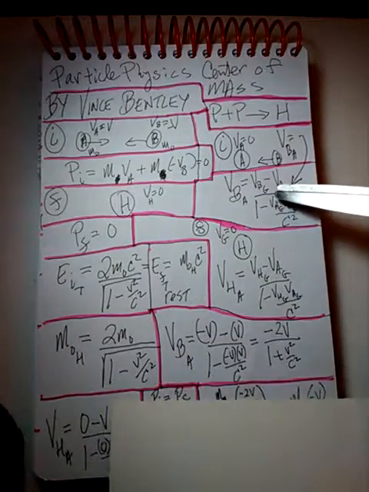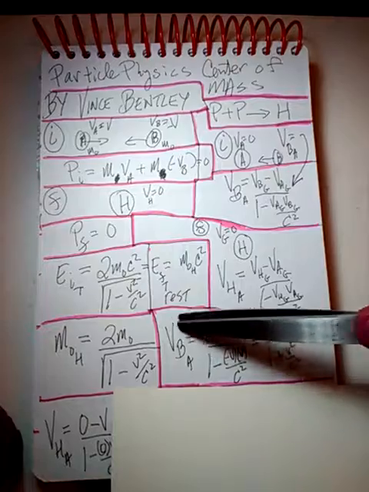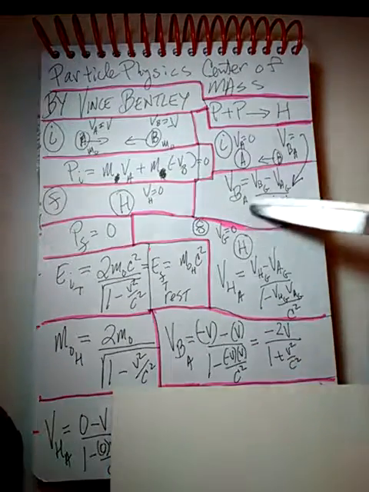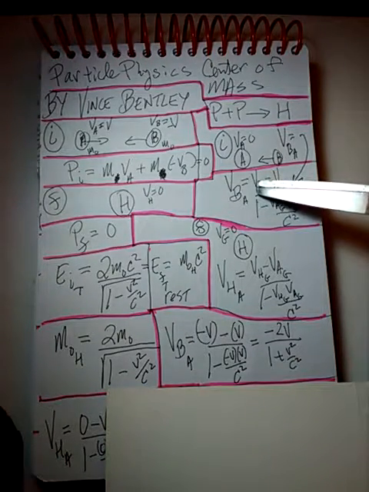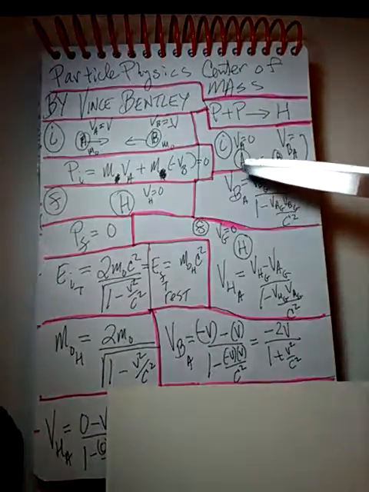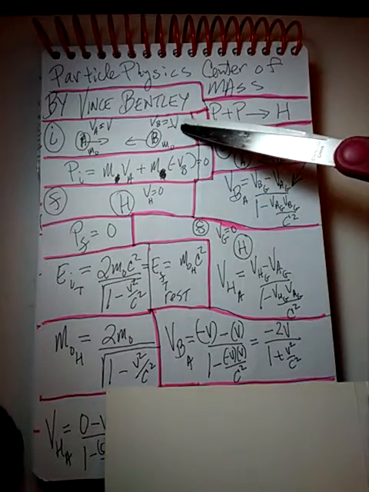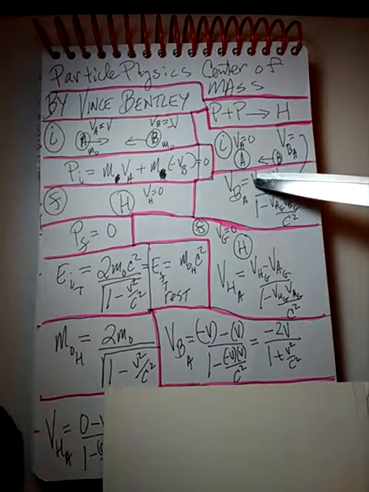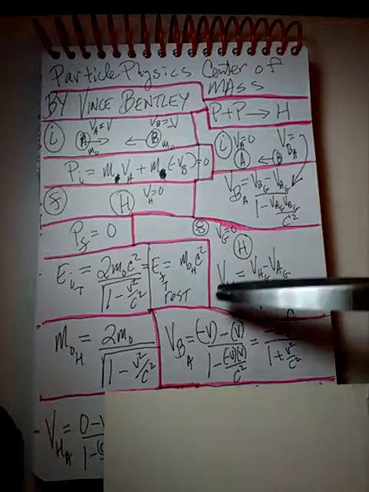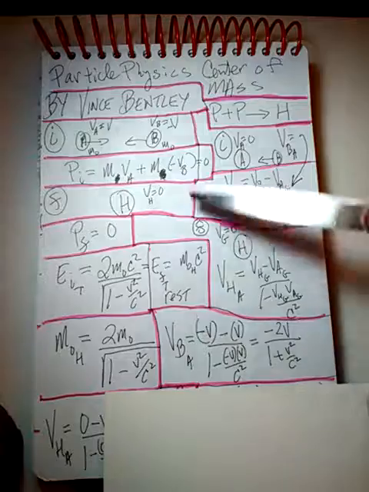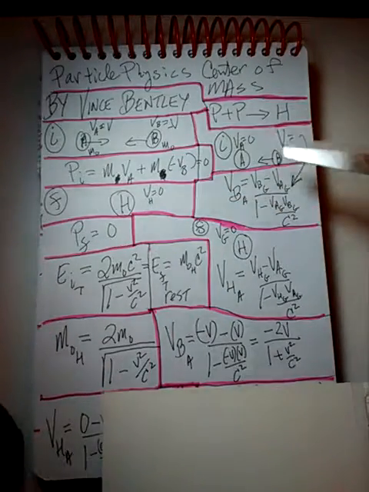So let's jump down here and discuss this velocity of B with respect to A. What's the velocity of B with respect to the ground? That's not with respect to A. Well, with respect to the ground, B is going at a negative v. So the velocity of B with respect to the ground is negative v, according to this picture.